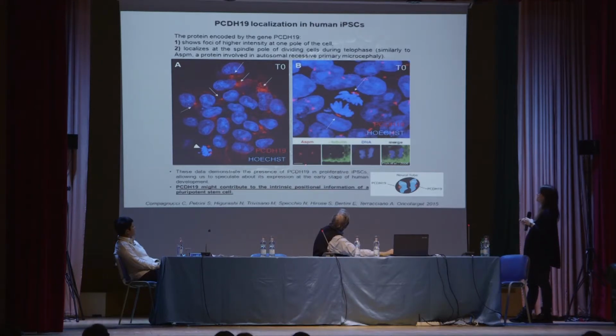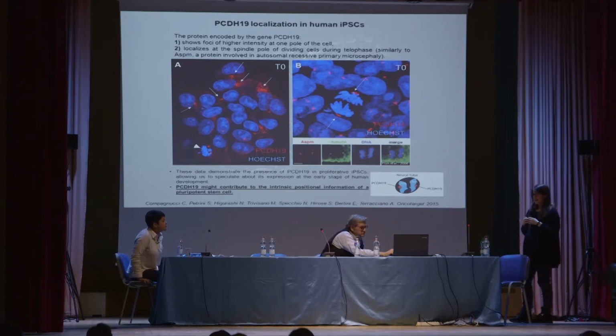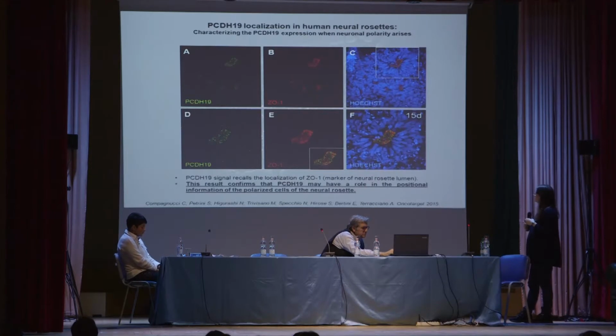This localization was observed for a different protein already, which is important for the development of the nervous system, which is ASPM. In this case, the protein is a cause of microcephaly in man. It regulates the symmetrical cleavage of neural progenitors, and I will later show you the pictures.